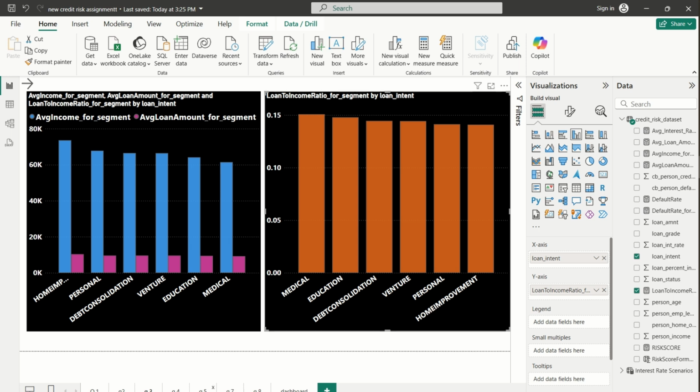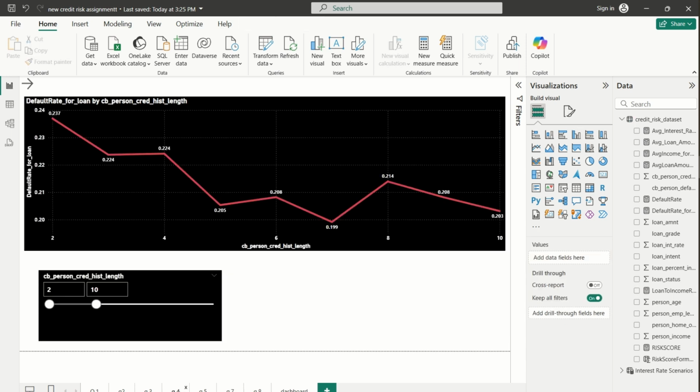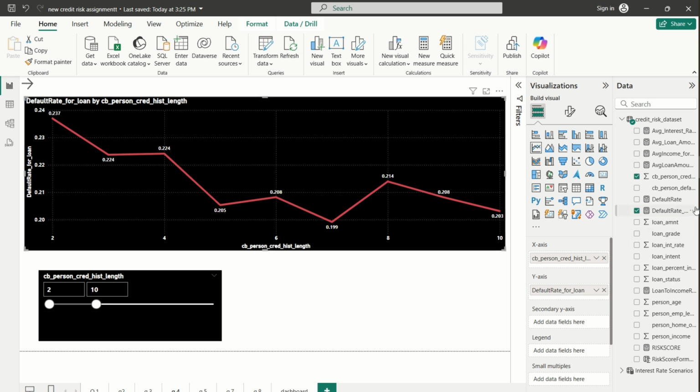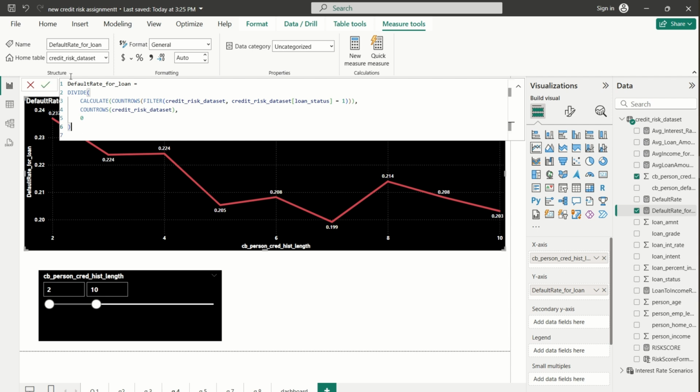Then, moving to question 4. Consider CB person credit history length as a time dimension. Analyze how the loan default rate has changed over the years. Implement a time slicer to adjust the view period. So for this, I have used a DAX measure formula. So default rate for loan, this is the DAX measure. So this DAX measure calculates the default rate by dividing the number of defaulted loans, where the loan status is 1, by the total number of loans with a fallback of 0 to avoid division by 0.